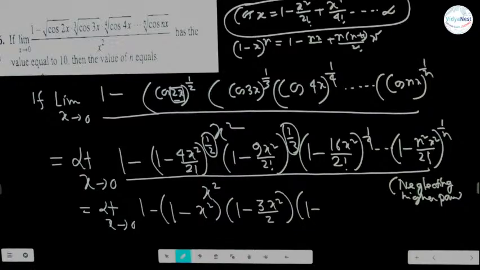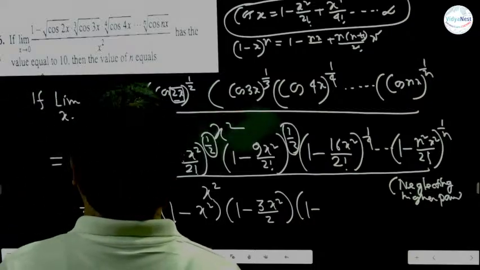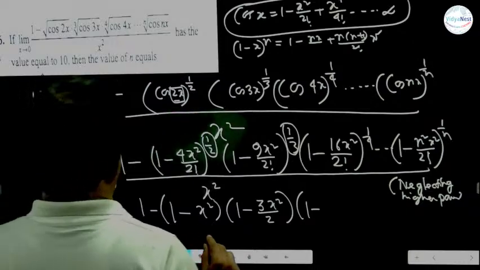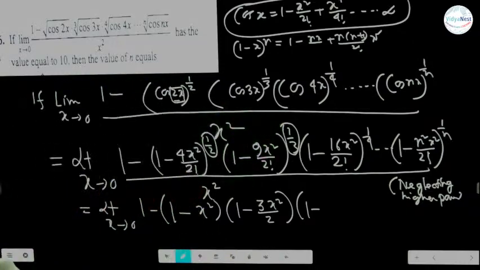X square, 1 minus cos 2x. Okay. 1 minus cos 2x. Then 3x. First term is cos 2x. Next, 4x square by factorial 2, 9x square.